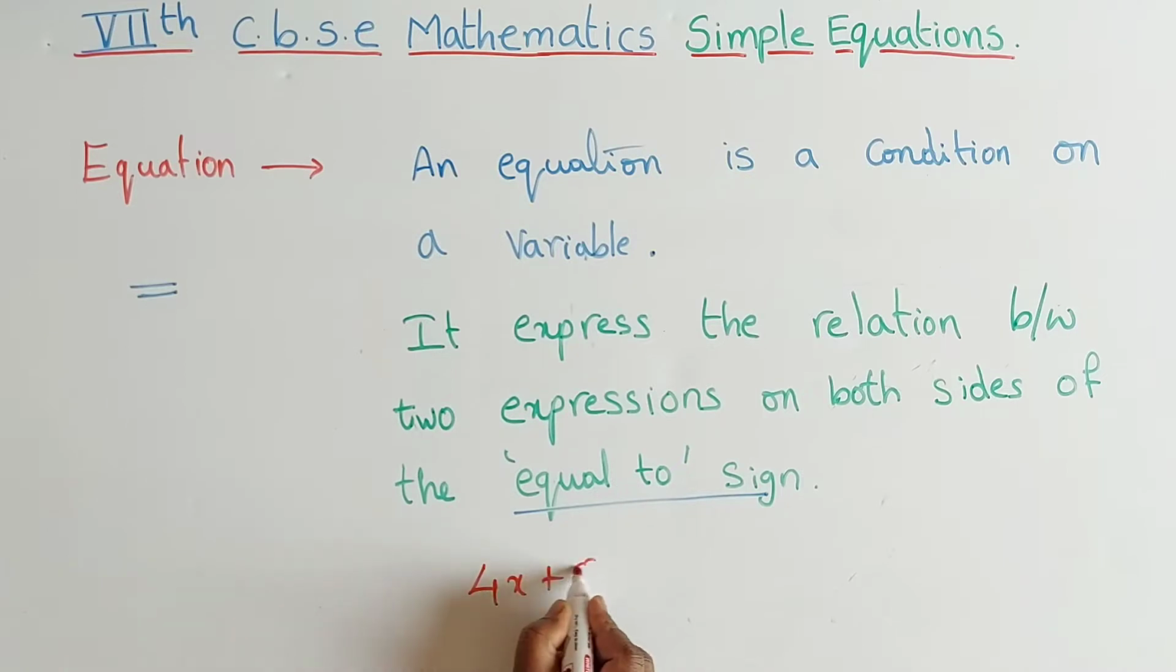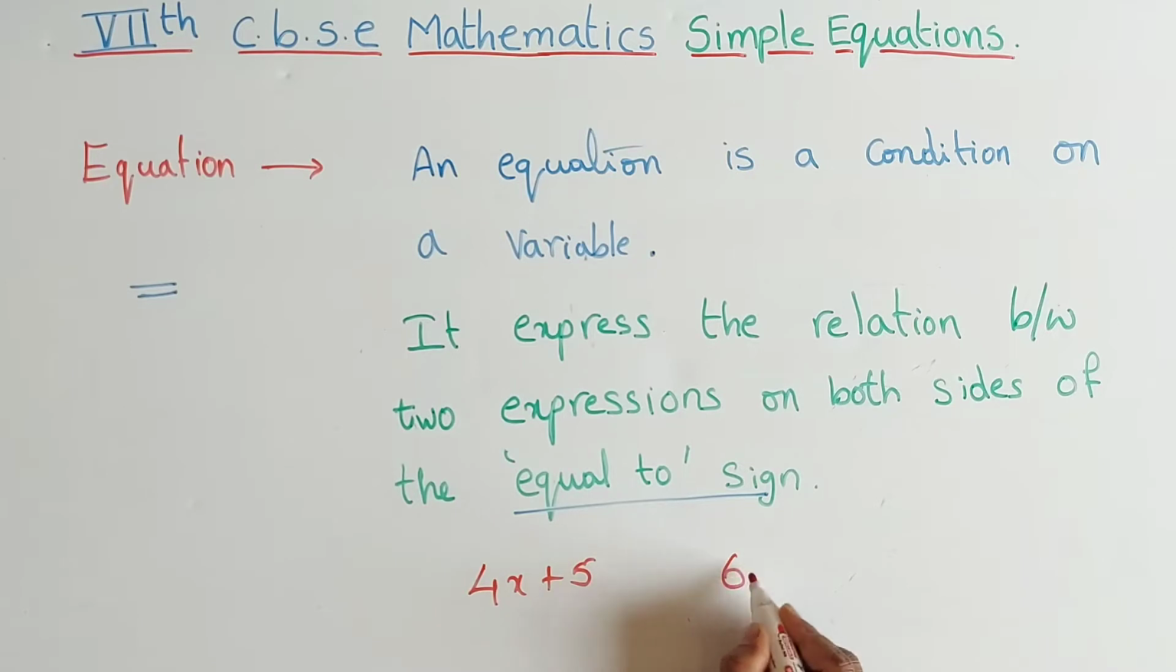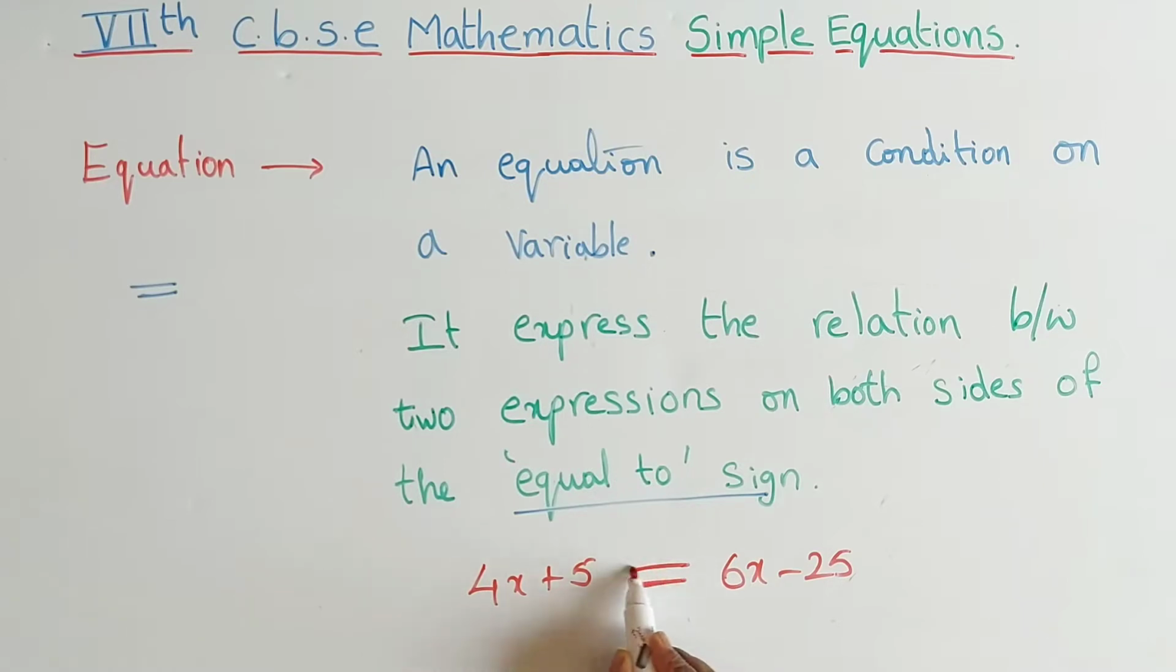4x plus 5. This is an expression. Correct? I am writing another expression, 6x minus 25. 6x minus 25 is another expression, children. It expresses the relation between two expressions on both the sides of the equal to sign. That means we should have an equal to sign in between these two expressions. Right children? Now this is an equation. I can say this is an equation. Correct children? I'll write one more.